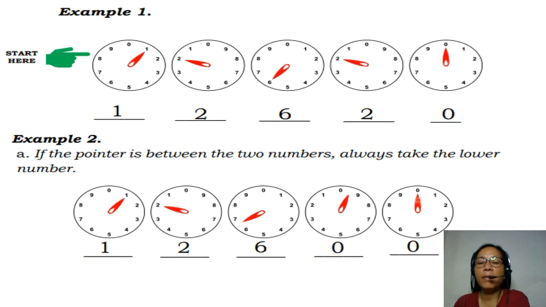Dial 1, we have 0. Dial 2, in between 0 and 9. So, isulat natin is 0. And dial 3, in between 7 and 6. So, ang isulat natin 6. Bakit nga 6? Kasi always take the lower number. Ano yung mas mababa sa kanilang dalawa, yun ang iyong isusulat. Now, dial number 4, the arrow is directed to 2. So, 2 ang ating isulat. And dial 5, we have 1. Okay? So, for this dial, the reading is 12600 kilowatt hour.